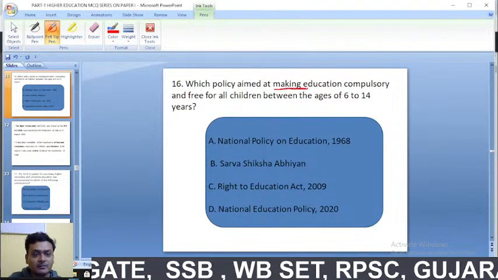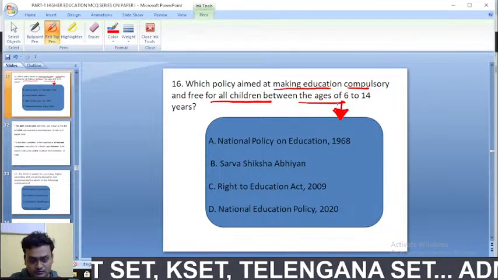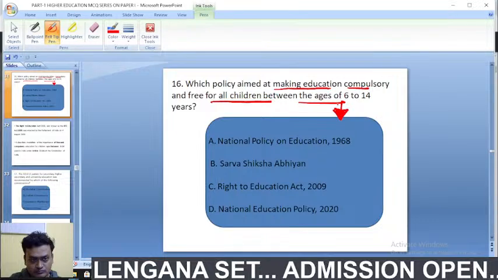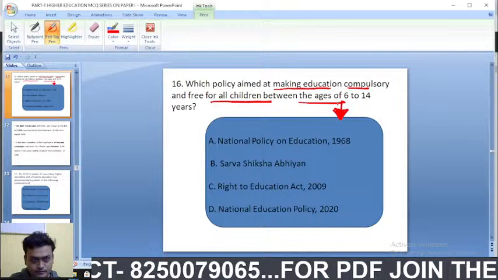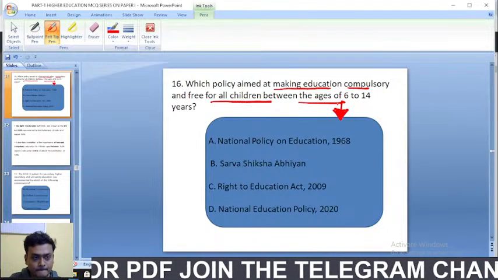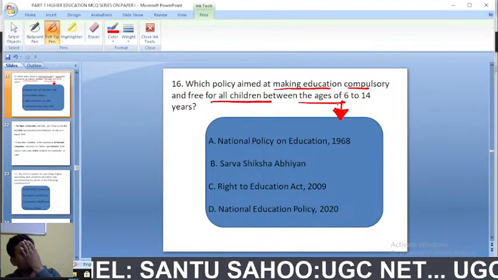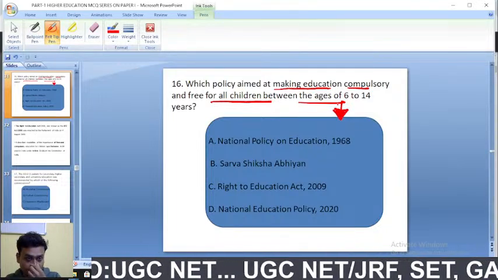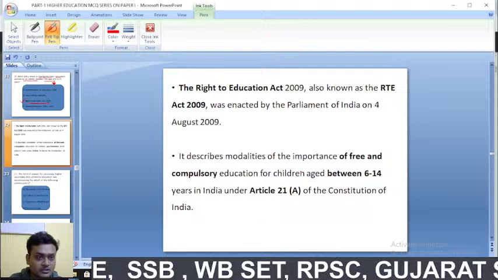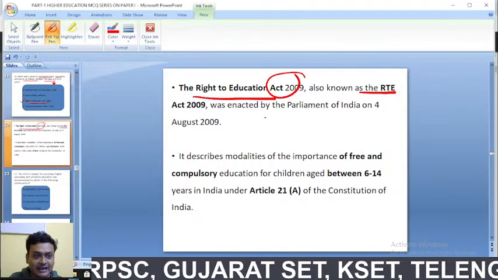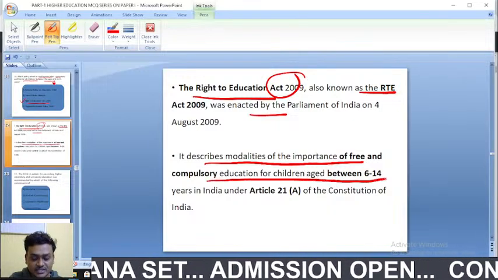Which policy aimed at making education compulsory and free for all children between the ages of 6 to 14? Easy one that came in 2009. It's the RTE Act, Right to Education. Got it. Right to Education Act in 2009, also known as the RTE Act, describes the modalities of the importance of free and compulsory education for children aged between 6 to 14. Exactly, all of you right here.